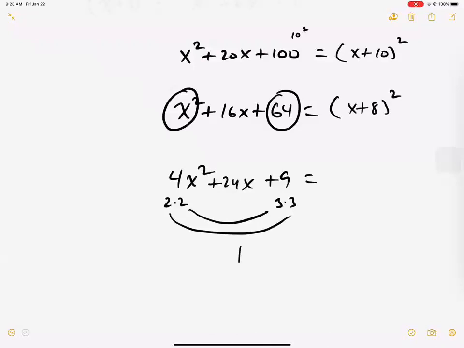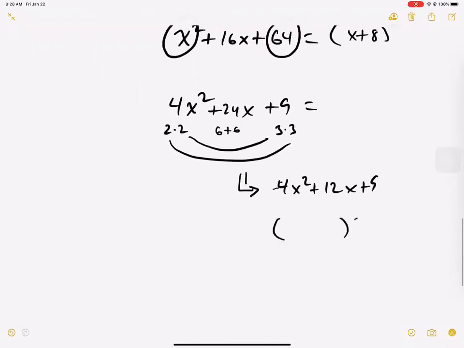But I'm going to change this a little bit. What if I wrote, since we have the numbers 2, 2, and 3, 3, that's 6 plus 6, right? So that should have been 12. If I wrote 4x squared plus 12x plus 9, this would have been 2x, 2x, 3, and 3. And that would be 6 and 6 makes the 12.